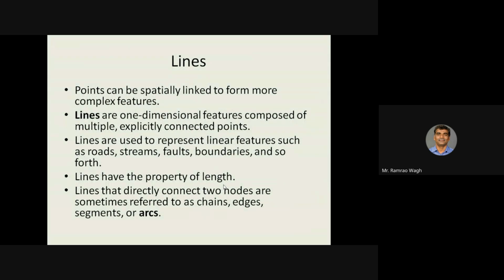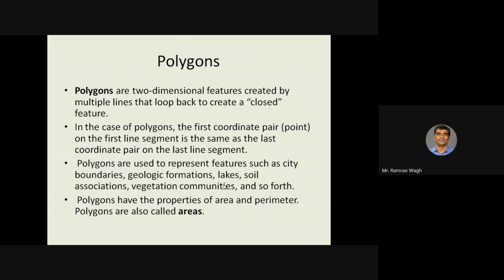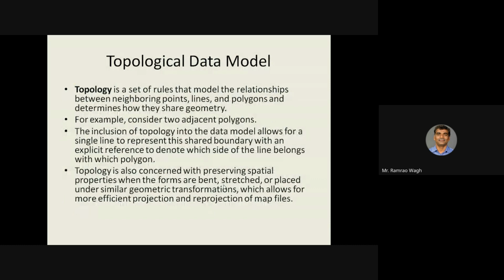A line, again as I said, is made up of points, and is sometimes also called an arc. We will not go into all these details; I can share these slides with you. Then polygons are two-dimensional features created by multiple lines that loop back. So if I start with a particular line from some starting point, and when I come back to that point, that becomes a polygon. So it's a simple idea, and then there's a concept of area for that.